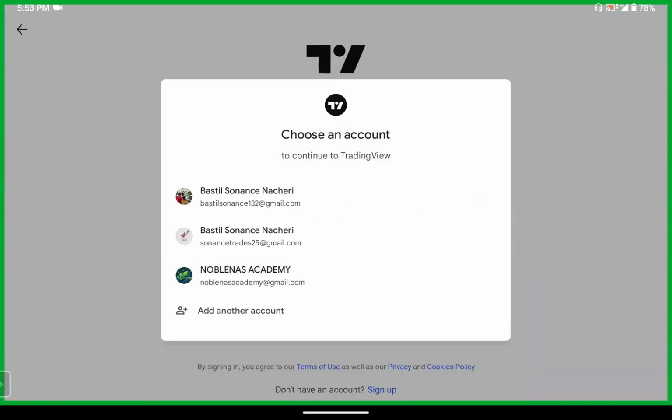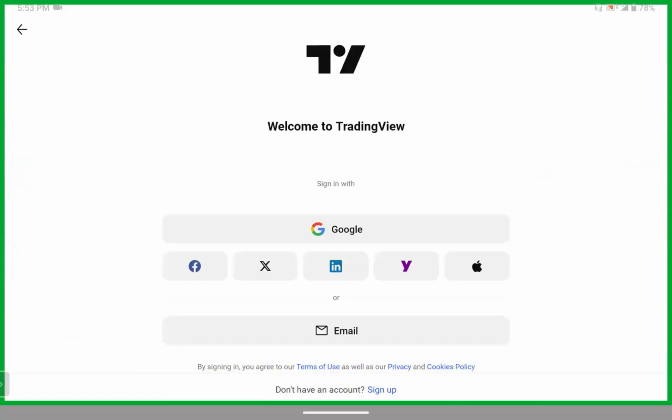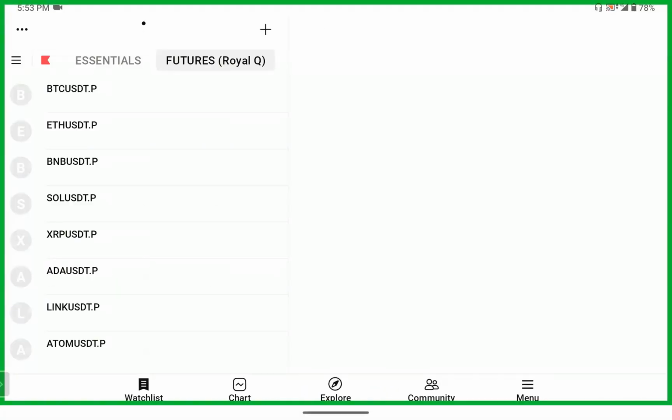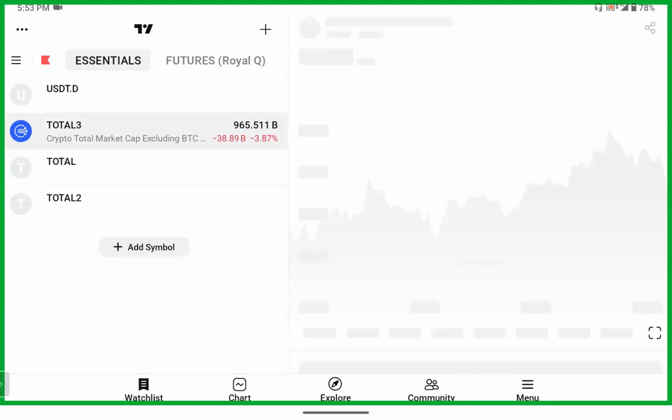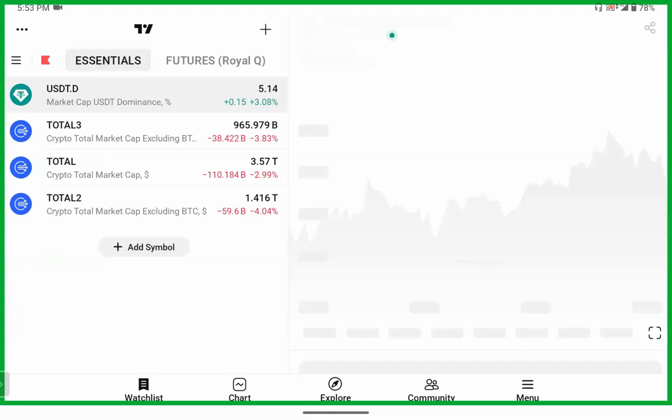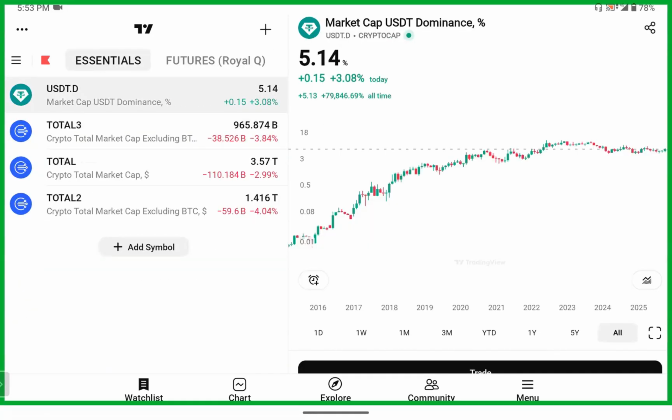So I have here my 3 accounts. This is one of my accounts. This one specifically I created for crypto. I like separating crypto from forex because it is very hard to keep the two on one account. Let me illustrate for you here.